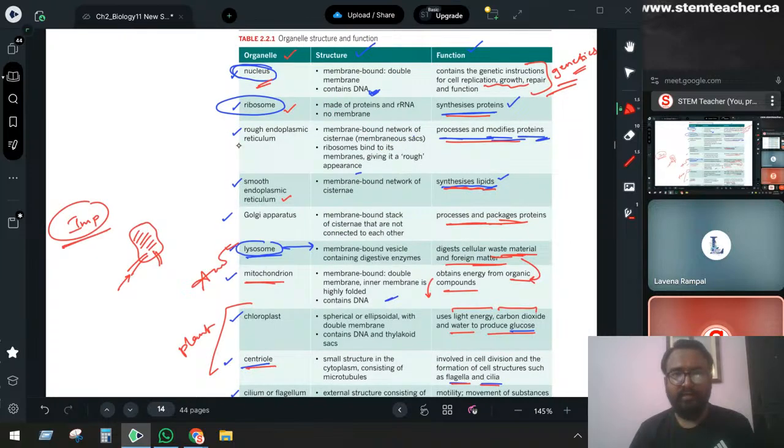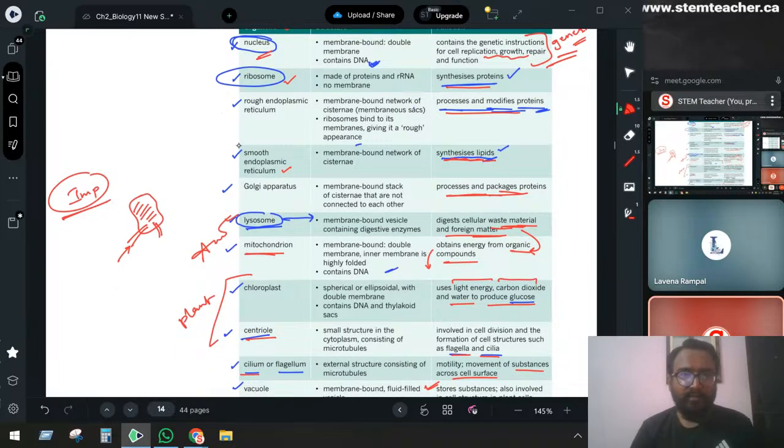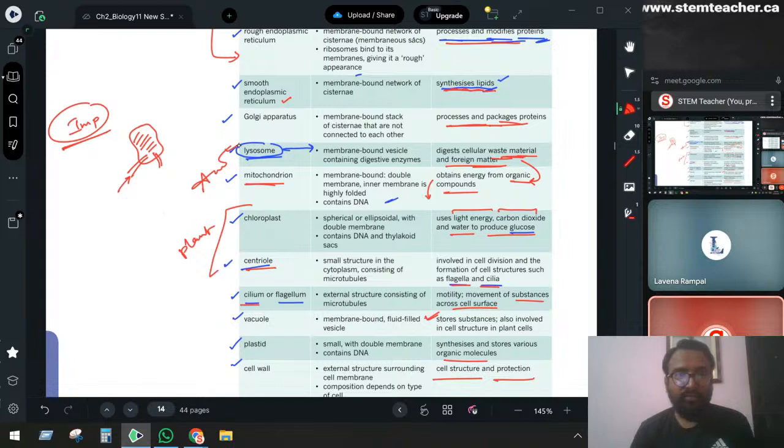The nucleus contains the genetic information, and ribosomes do protein synthesis, and the rough endoplasmic reticulum processes and modifies the proteins. Okay, and these live together. The rough endoplasmic reticulum is covered with small dots. Those dots are ribosomes. And the smooth endoplasmic reticulum handles the synthesis of lipids. Lipids are fats, you can think.